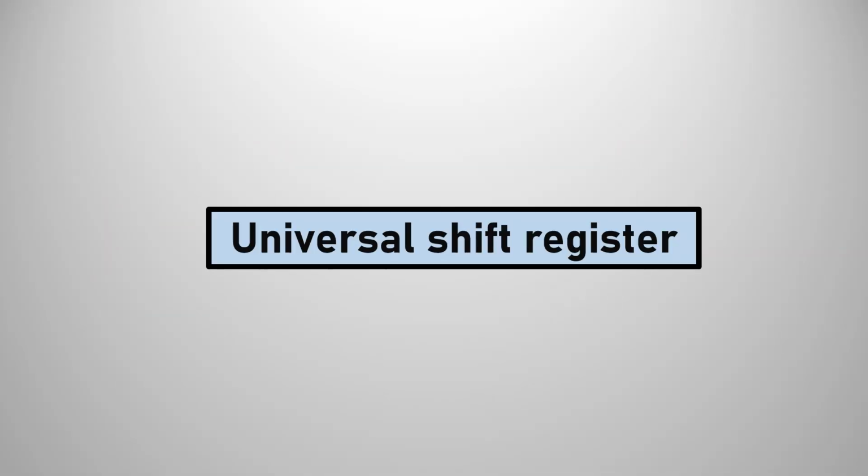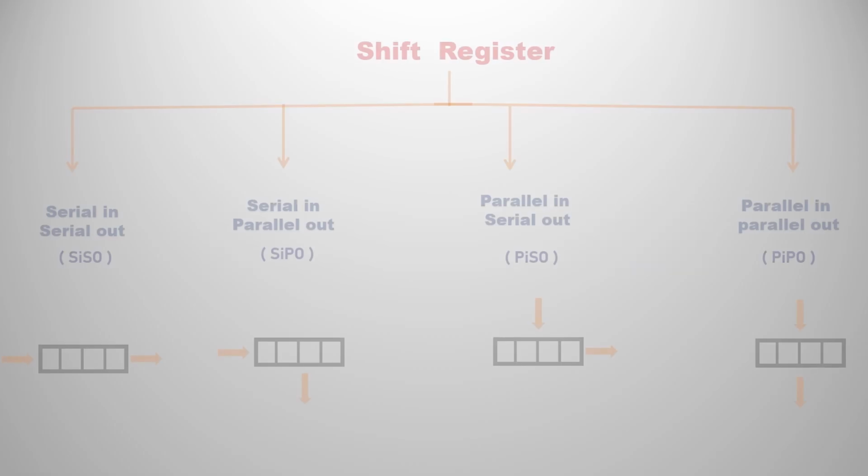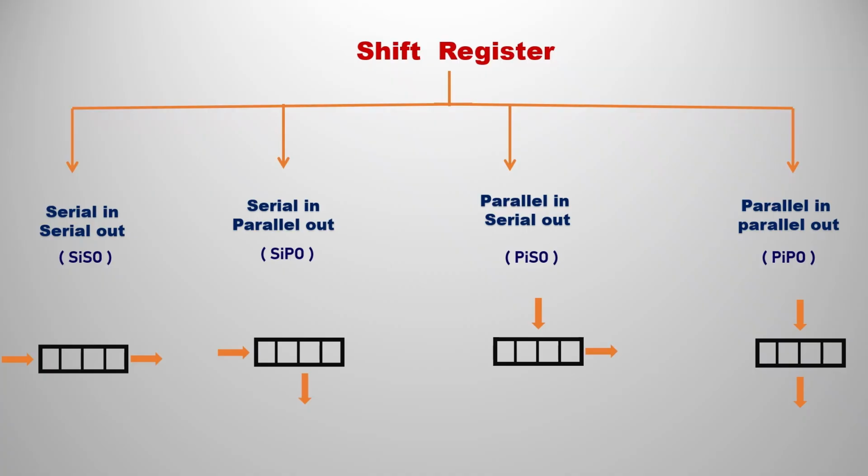In this video we are going to discuss the universal shift register. So let's get started. In the previous videos we have seen these four types of shift registers: serial in, serial out; serial in, parallel out; parallel in, serial out; and parallel in, parallel out. So these four categories we have seen. So what if all these things can be possible with only one circuit or one diagram? That is known as a universal shift register. So let's see how to build that.